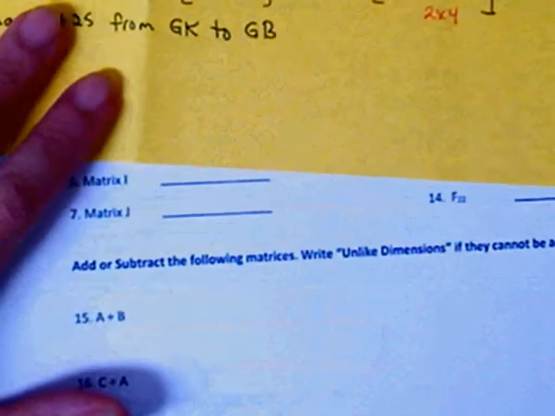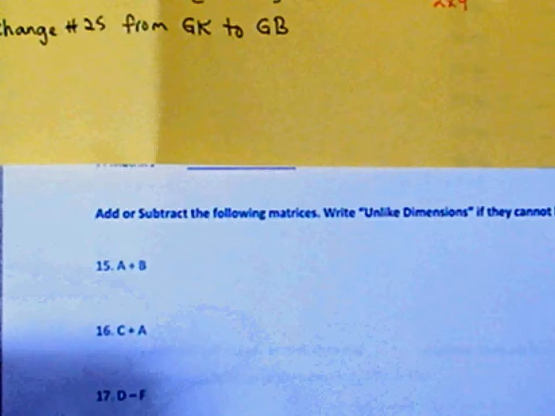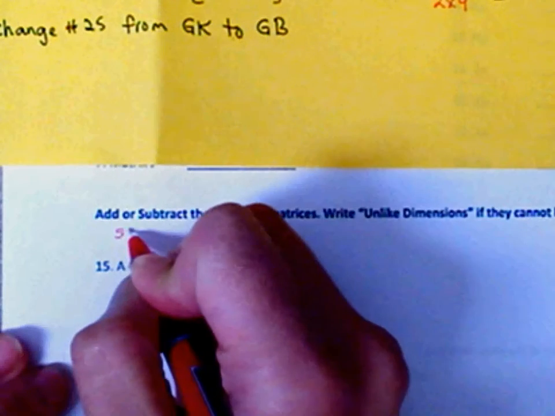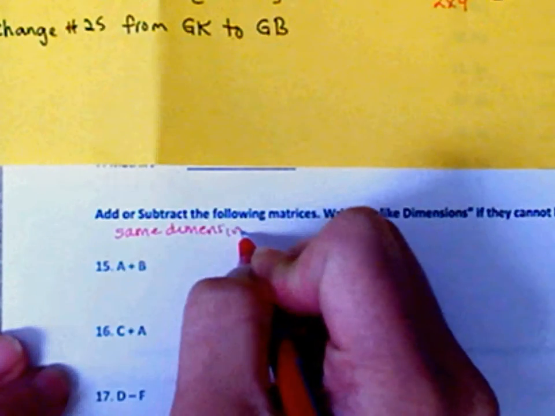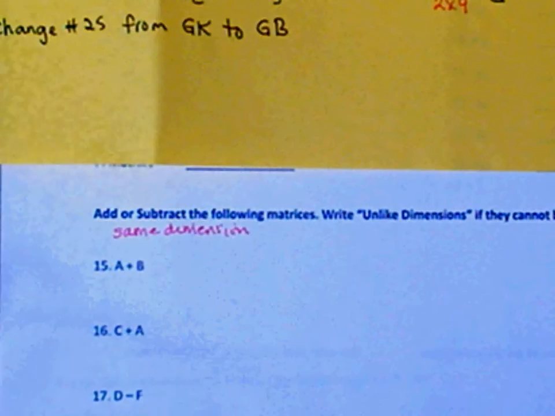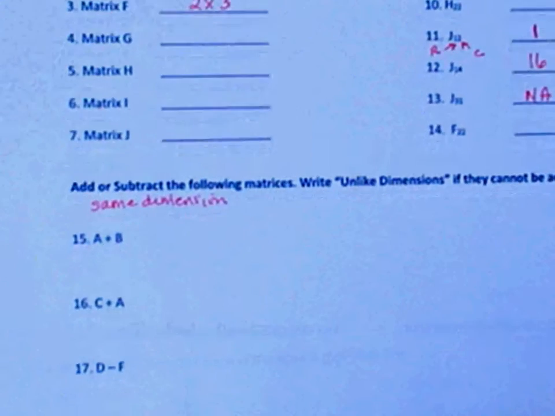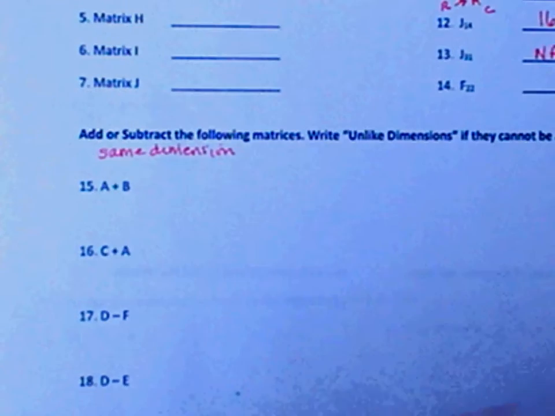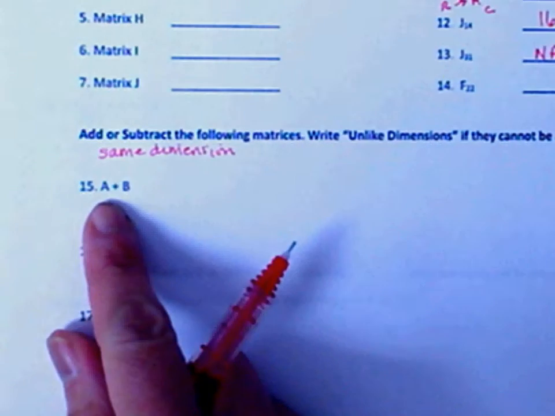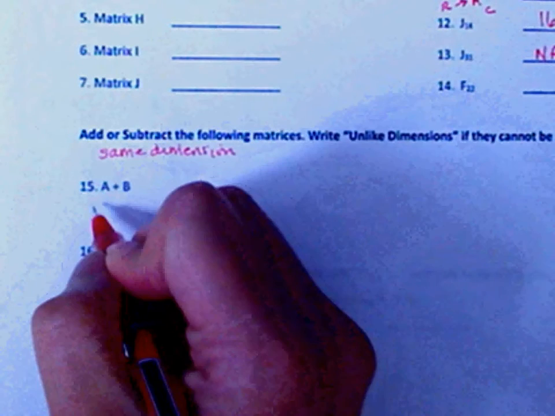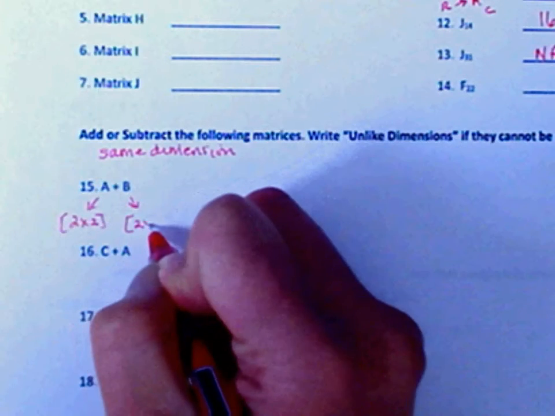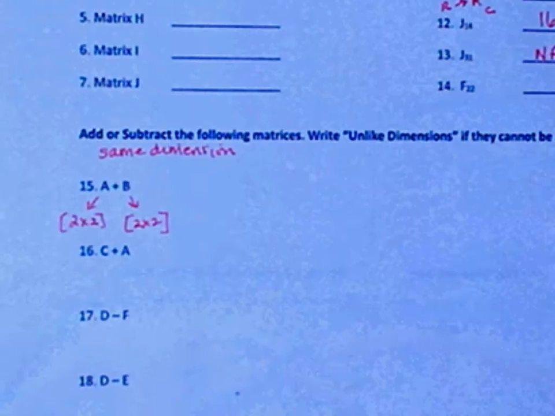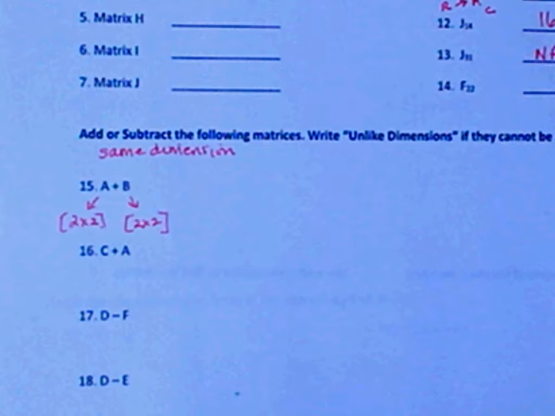To add or subtract matrices, your dimension has to be the same. The dimension has to be the same, and if it's not the same, you're not going to have the correct answer. You can just write unlike. All right, let's take a look at number 15. You have an A, which is a 2 by 2, and a B, which is a 2 by 2. Do you see how the dimensions are exactly the same? Since they are the same, your dimension is going to stay the same.